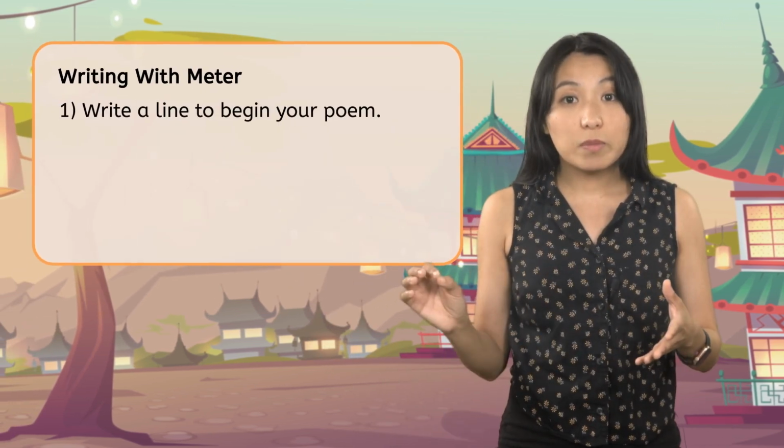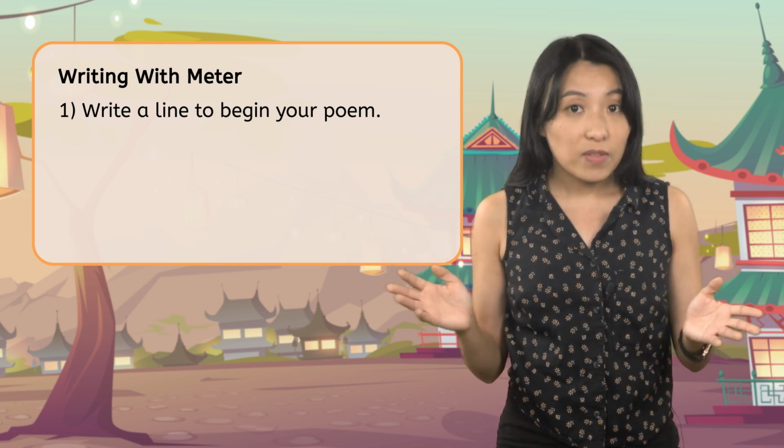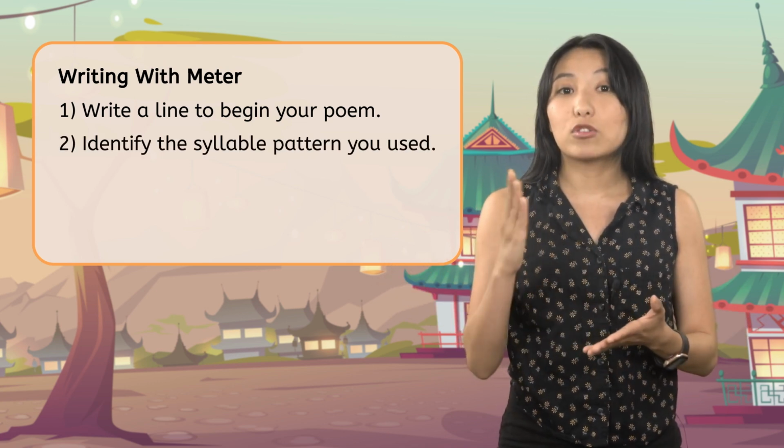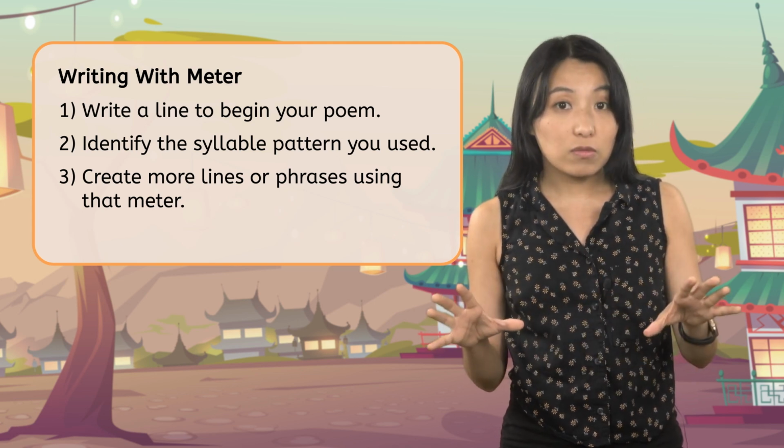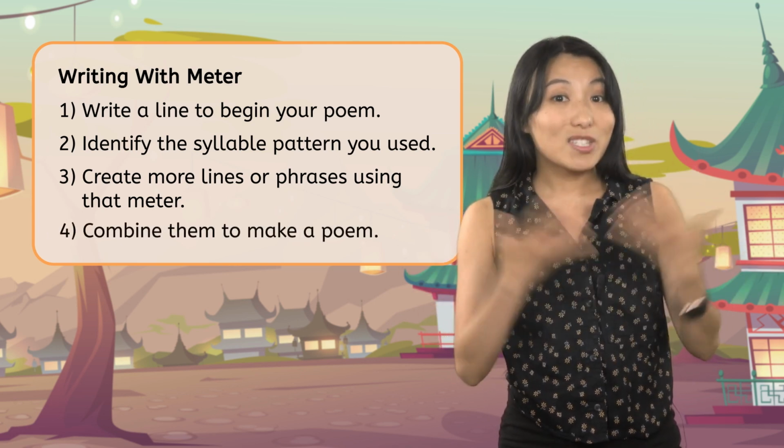First, write a line to begin your poem without worrying about meter. Then identify the syllable pattern you used and create more lines or phrases using that meter. Finally, combine them to make a poem.